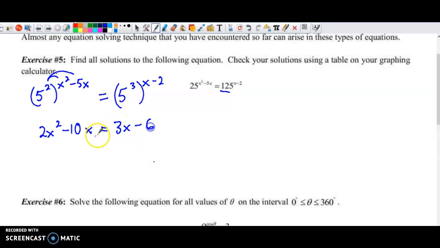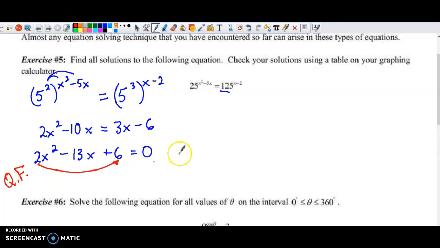And if that's not making sense, make sure you write down those questions. Because at this point, what I would do is subtract 3x to the left side and add 6 to the left side. And now you can slide and divide, or use the quadratic formula. All those things that we've done earlier in the year are coming back for you.